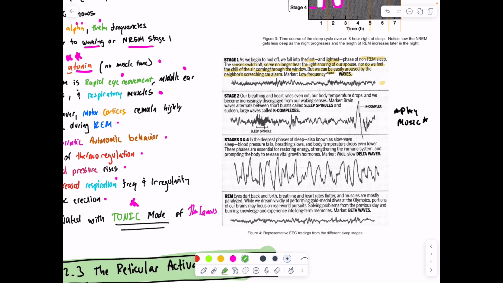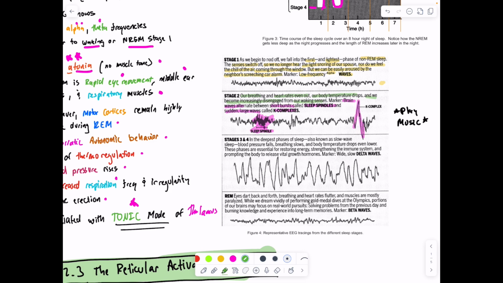Then we get to stage 2. And in stage 2, our breathing and our heart rates even out. Our temperature drops, and we become increasingly disengaged from our waking senses. Marker brain waves alternate between short bursts called sleep spindles and sudden large waves called K complexes. Sleep spindles. This is your subconscious speaking. Here we have a K complex.